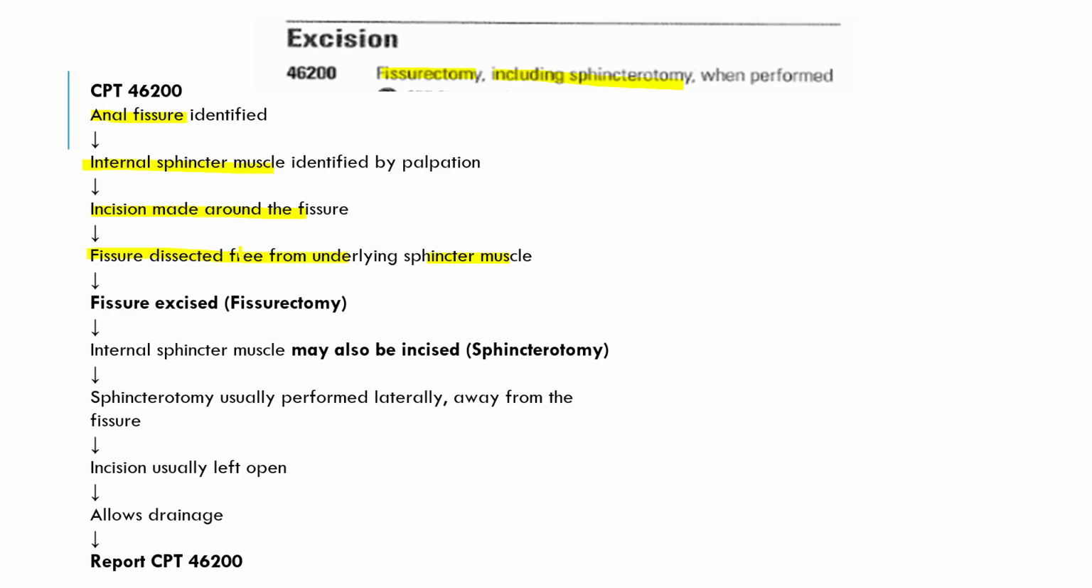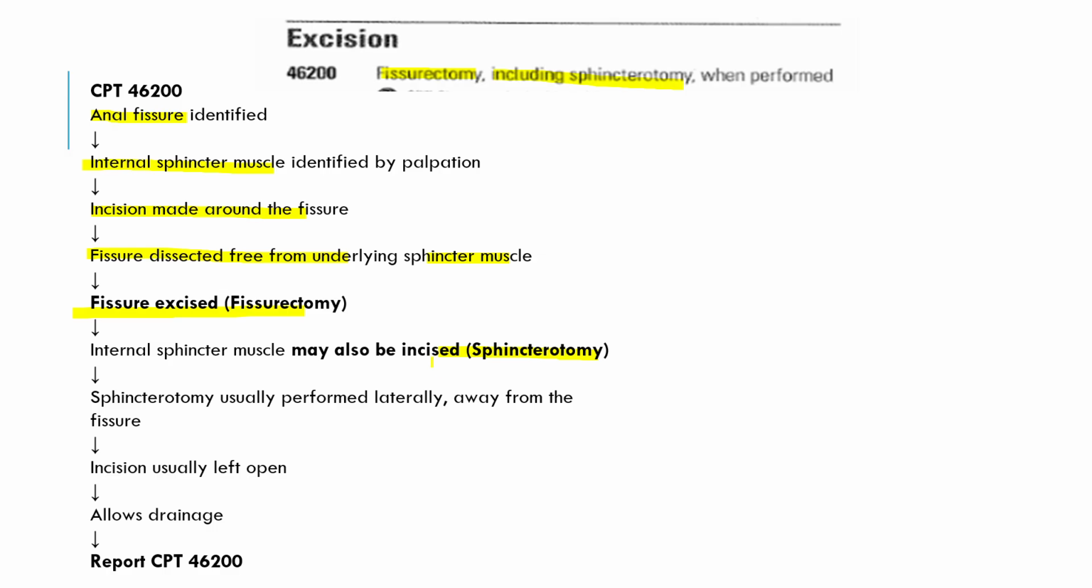So he will identify and he will remove that fissure. Okay, so fissurectomy is done. That we call the fissurectomy, where he is removing the fissure. Next, internal sphincter muscles may also be incised. Okay, so this is not mandatory. Sphincterotomy is not mandatory, but if performed, it is included in the CPT code fissurectomy.